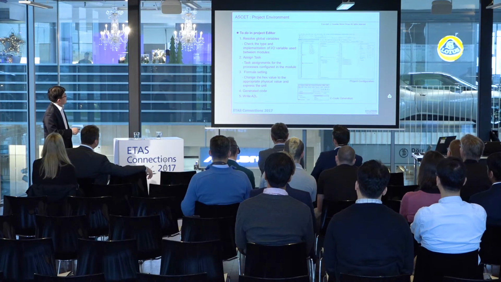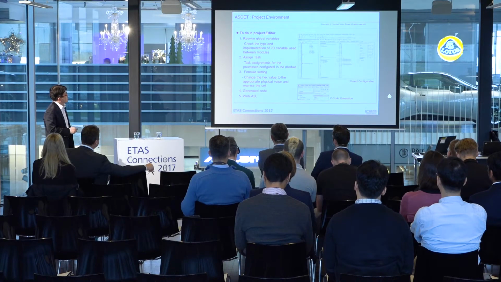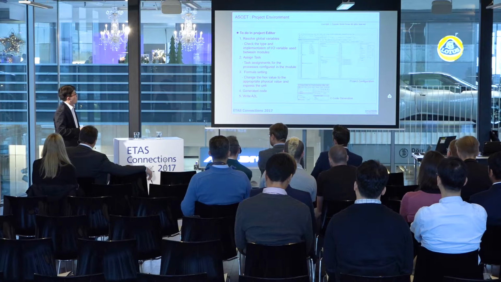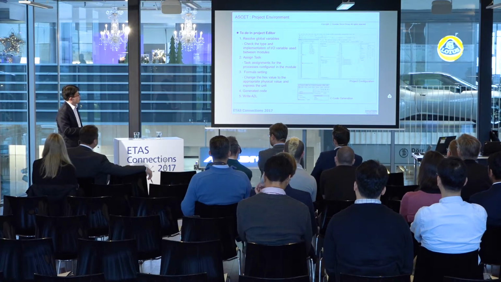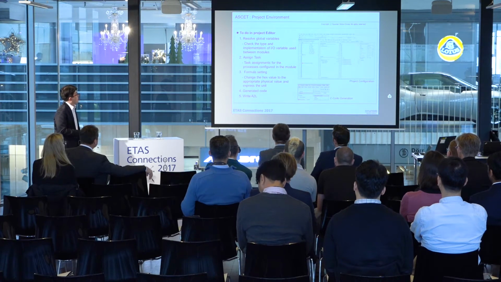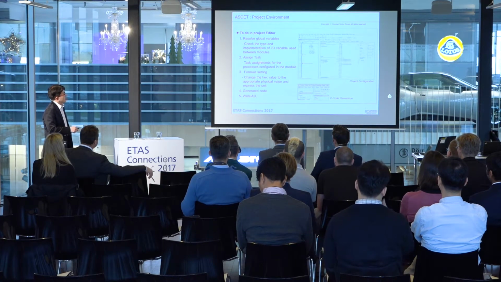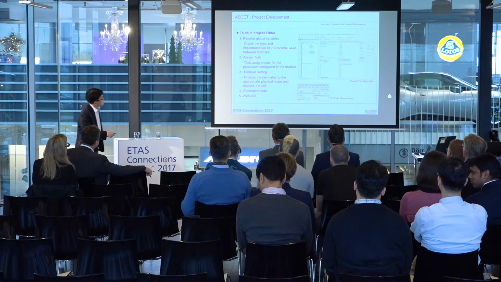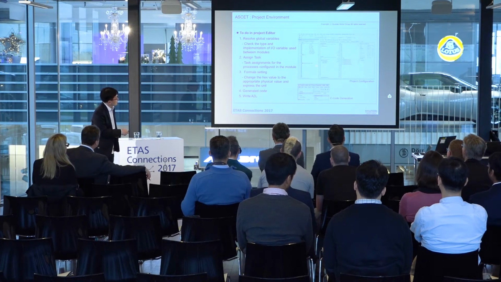ASCII project environment in the project editor. Check the type and implementation variable used between the modules. That is, they check whether it is integer type or continuous type, or signed or unsigned type, the variable type. And next, assign the task to run the module. For example, each module has a process. Maybe, for example, this module has two tasks of process.